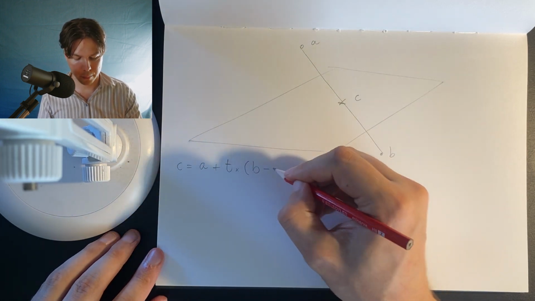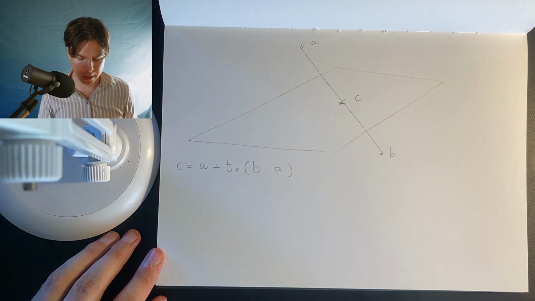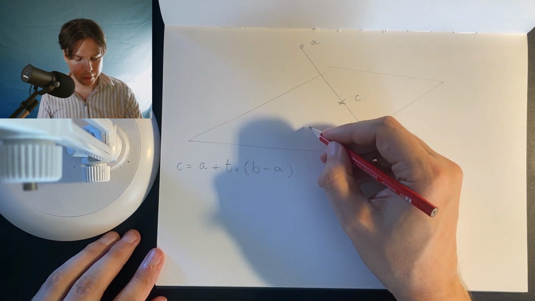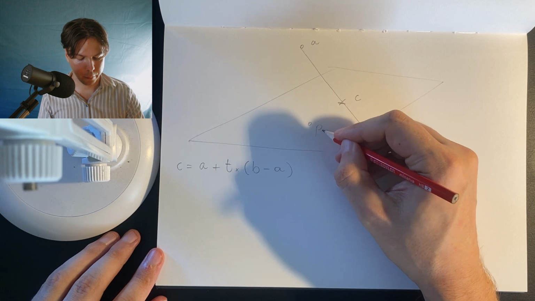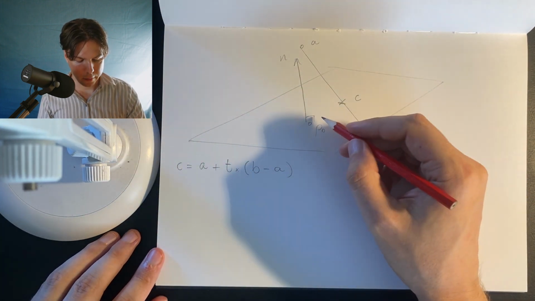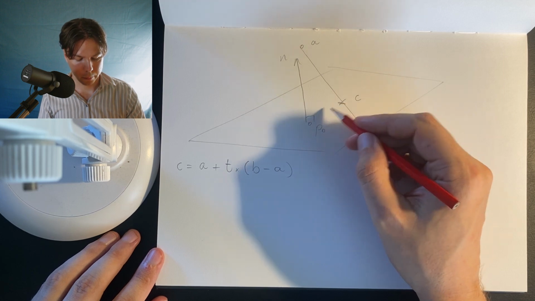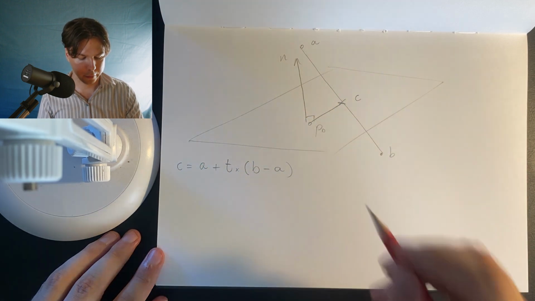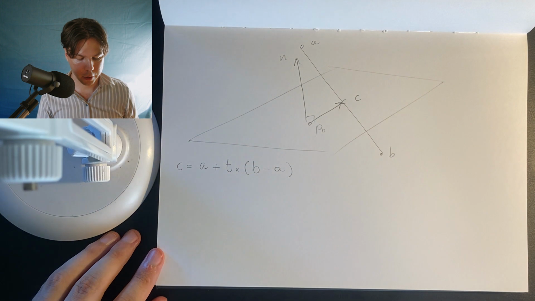So that is the point at B minus the point at A. In addition to that, our plane was also defined with a starting point, and this has to be orthogonal. So this point C has to be in the plane, and the direction vector from P0 to C has to be orthogonal with the normal.